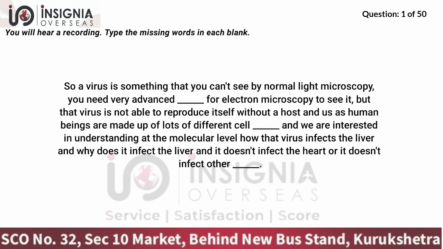And us as human beings are made up of lots of different cell types. And we are interested in understanding at the molecular level how that virus infects the liver. And why does this infect the liver and it doesn't infect the heart or it doesn't infect other tissues?